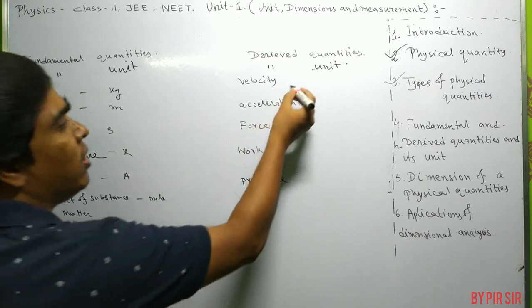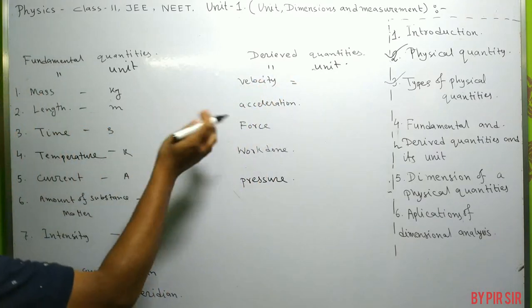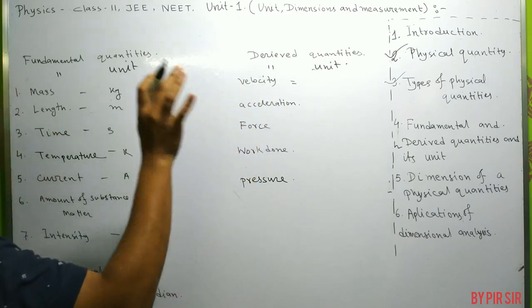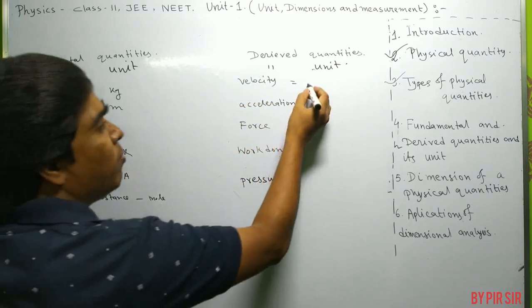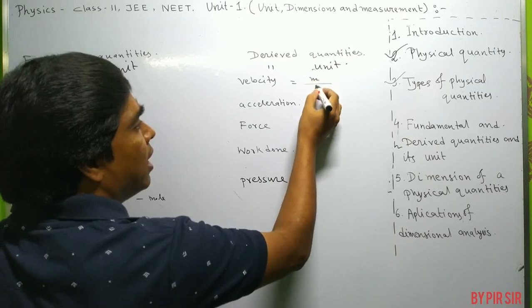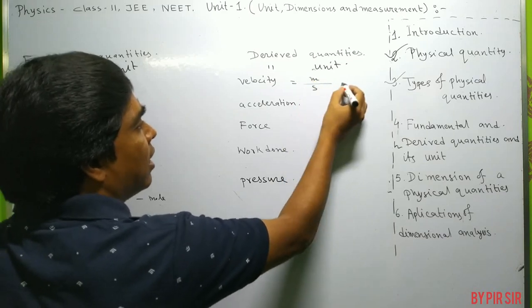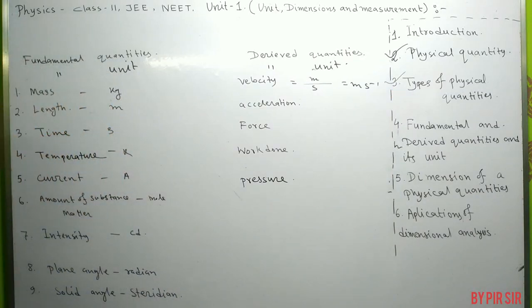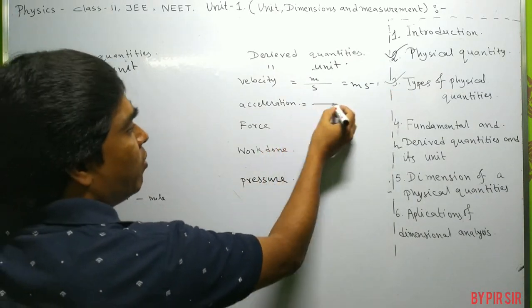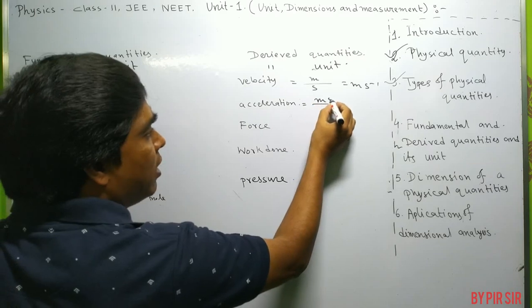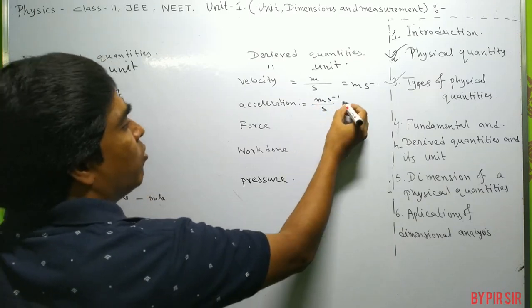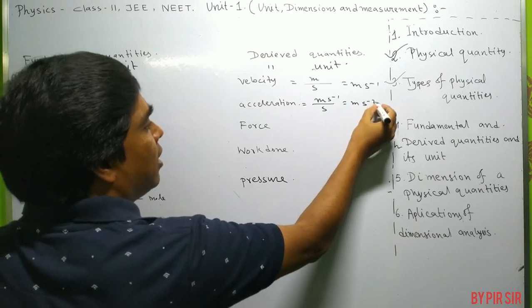How? Take velocity. What is the unit of velocity? Velocity means displacement by time. The unit of displacement is meter and the unit of time is second, so the unit of velocity is meter per second, m s^-1. What is the unit of acceleration? Acceleration is velocity by time, so the unit is meter per second squared, m s^-2.